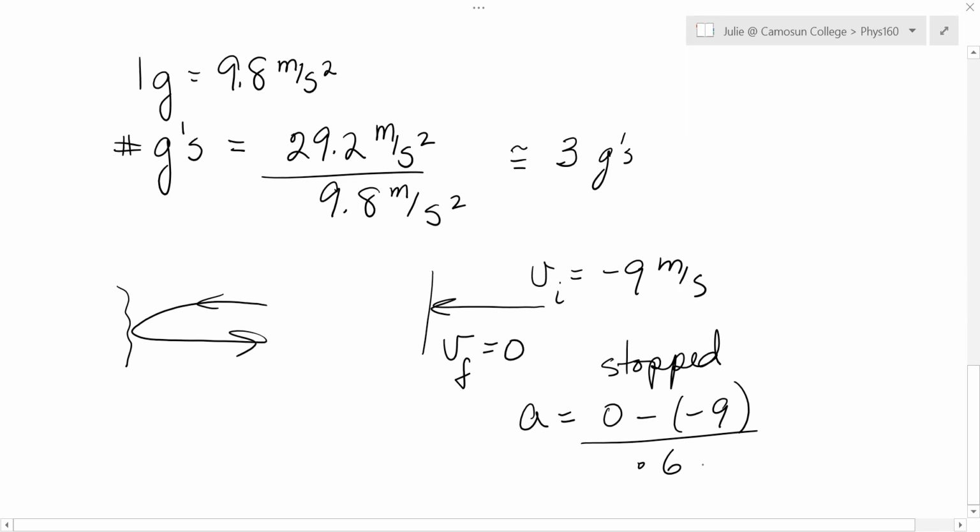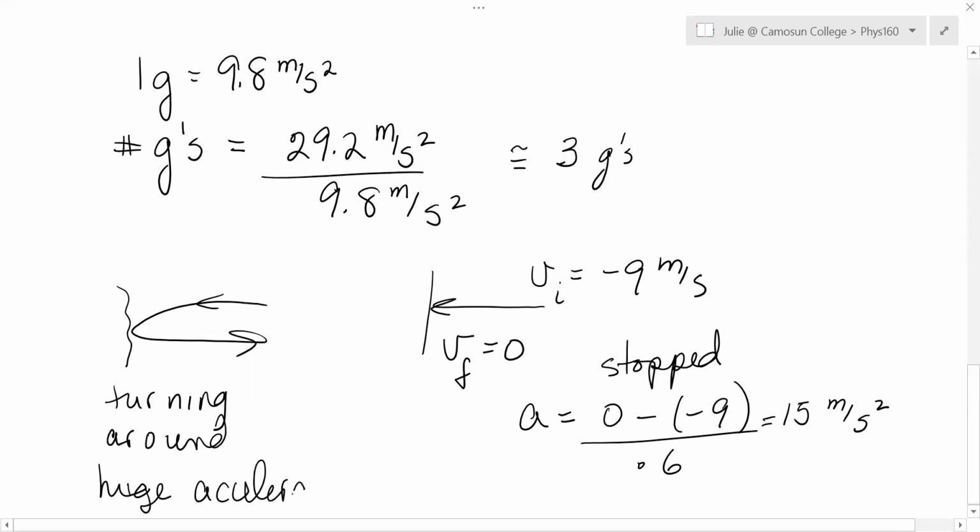I don't know what that is. I have to do this quick calculation here. This works out to 15 meters per second squared. So that's a much smaller acceleration than the 29 by turning around. So this is turning around. Turning around is a huge acceleration. Stopping is a smaller acceleration. Okay, so for every single kinematic question, you should follow those steps and it should all work out just fine.